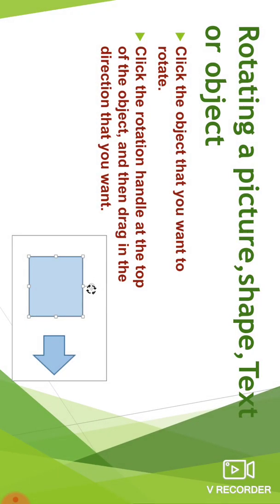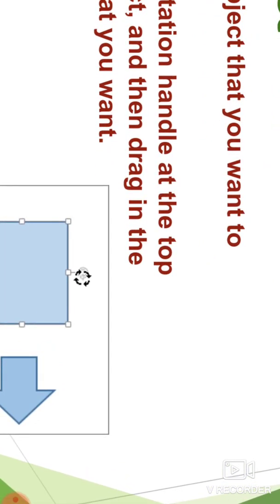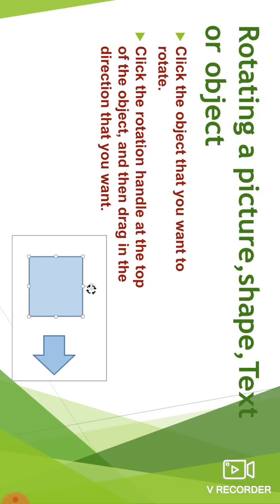Next is rotating a picture, shape, text or object. How will you rotate a picture, shape, text or object? In the previous chapter I told you about the rotation handle and one more thing I told you, that is the resizing handle. So here you can see a rotation handle, this curved arrow. Select the object, go to this rotation handle and then rotate the object according to your requirement.